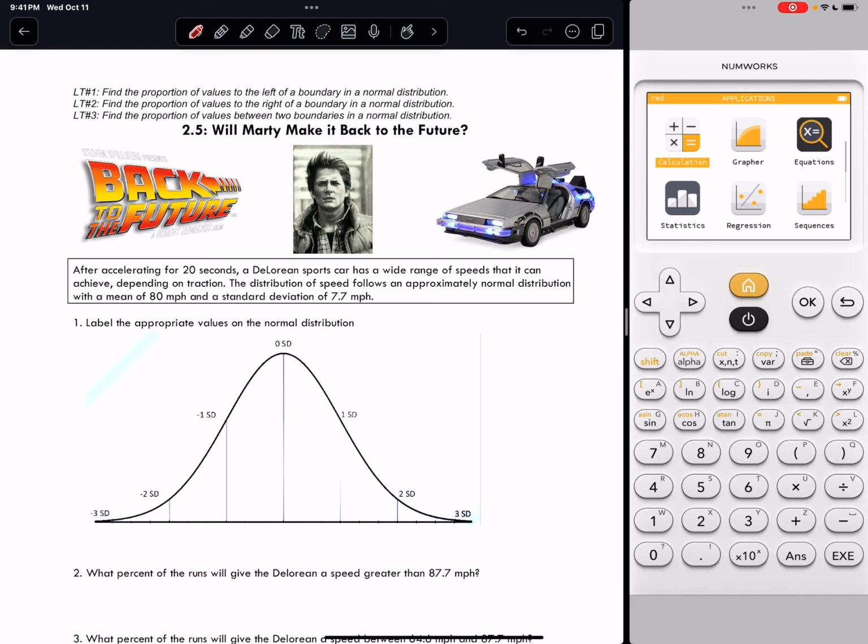And so if you haven't seen the movie Back to the Future, it's pretty great. It's pretty much a classic. So if you haven't seen it, go watch it at some point, not during class, but at home this weekend or something, go watch it.